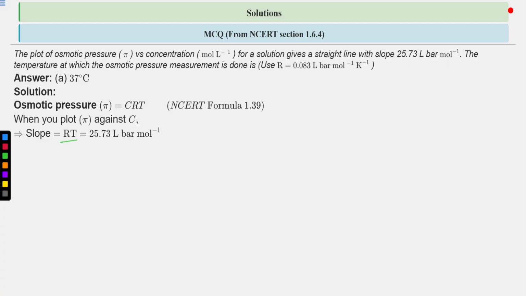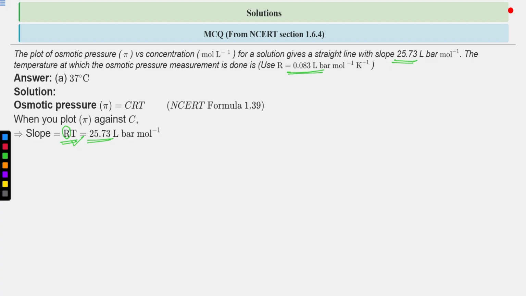So slope will be equal to RT, the constant term RT. And the RT value is already given, which is 25.73 liter bar mole inverse, right? This value is already given in our question. Now, what we will do, first of all, R is a gas constant. You can use R as given in the question. T we don't know, and T is the term which we have to find out, right?